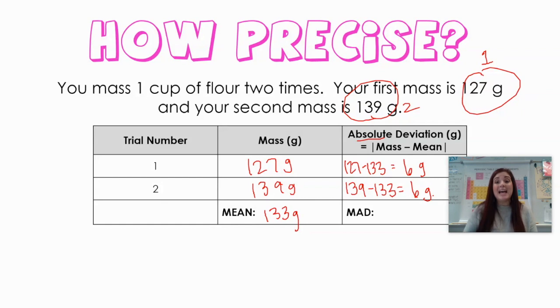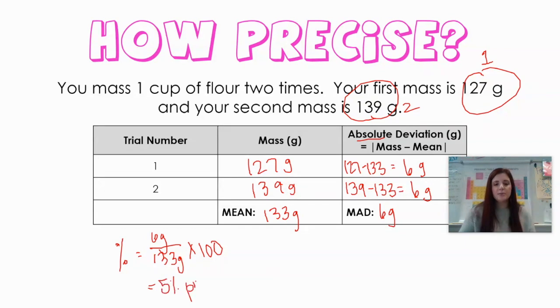So to find the MAD, it is the mean of these two values, the mean of the absolute deviations. If I find the mean of 6 and 6, 6 plus 6 is 12, divided by 2 gives me 6. I'm going to get the same exact value again. So to calculate a percent precision, all I need to do is take the MAD, in this case 6 grams, and divide that by the mean, which is 133 grams, and multiply that by 100. Now this is one significant figure, so I'm going to round mine to 5% precision.